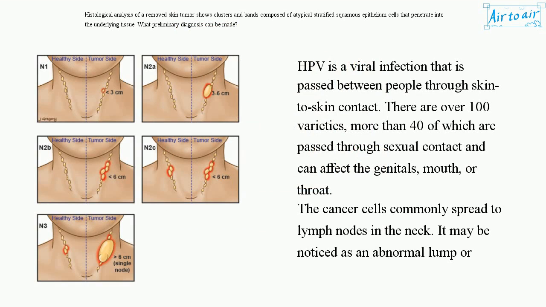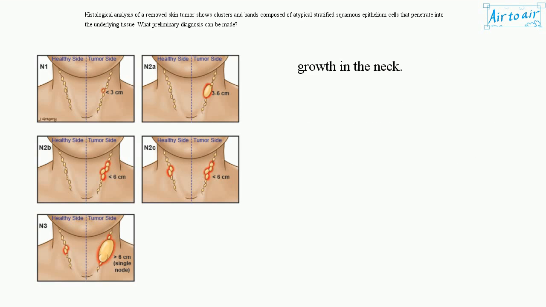HPV is a viral infection that is passed between people through skin-to-skin contact. There are over 100 varieties, more than 40 of which are passed through sexual contact and can affect the genitals, mouth, or throat. The cancer cells commonly spread to lymph nodes in the neck. It may be noticed as an abnormal lump or growth in the neck.